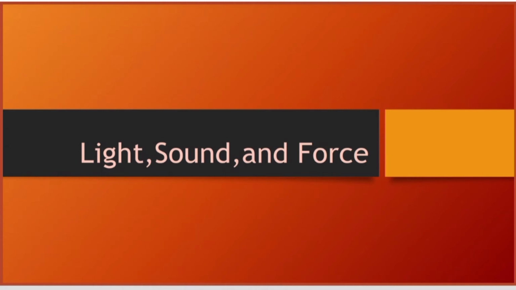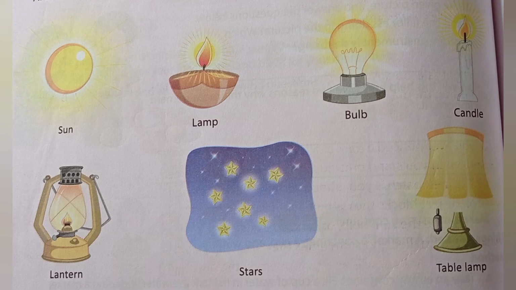Students, see the picture given on page number 106. In the picture, there are some things like sun, diya, candle, lantern, etc. These things give us light. These things are called luminous objects.